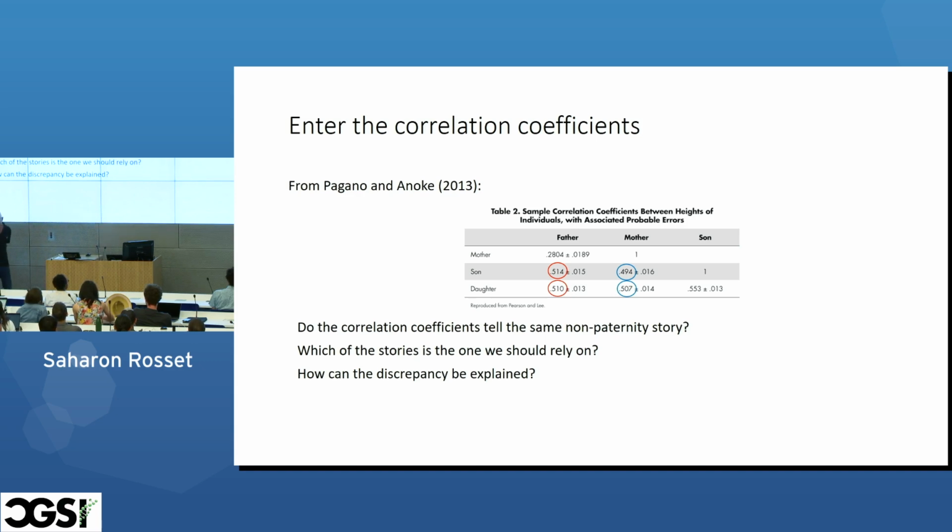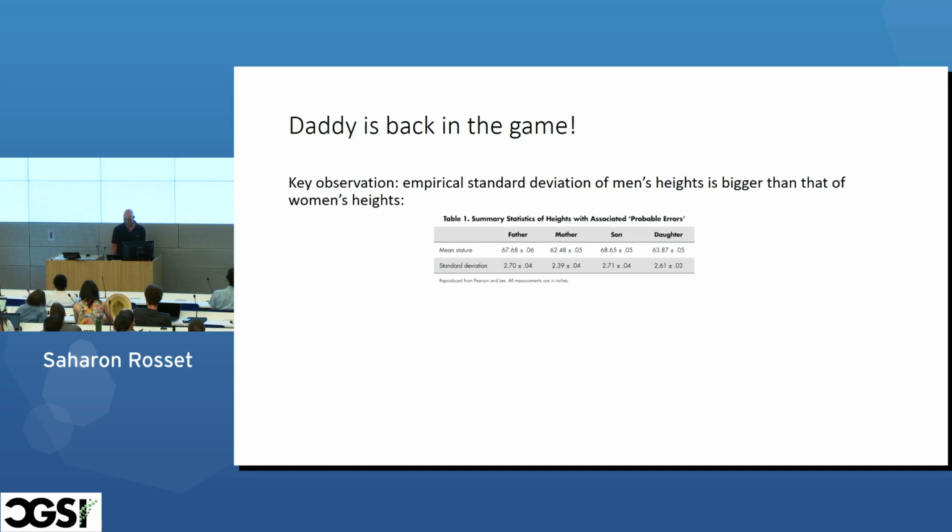So do they tell the same non-paternity story? They don't, but which of these stories should we rely on, and how can this discrepancy be explained? We get exactly to Joe's point, that Daddy is back in the game, and the key to Daddy being back in the game is this observation that the empirical standard deviation of fathers' heights is about 15% bigger than the empirical standard deviation of mothers' heights. This is something we know in general, that men's heights have more variance than women's heights. Having a higher standard deviation is like moving from measuring in kilometers to measuring in centimeters. This is a much less extreme example, but it's the same phenomenon: different standard deviations are like different units of measure for the heights of men and women.